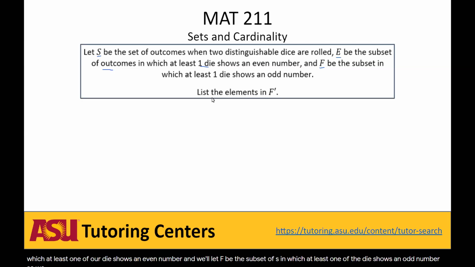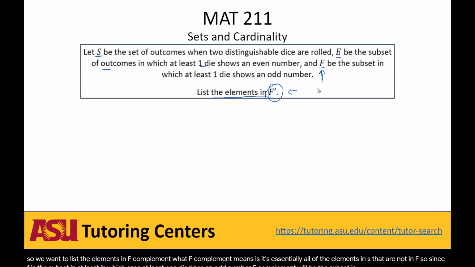So we want to list the elements in F complement. What F complement means is it's essentially all of the elements in S that are not in F. So since F is the subset in which at least one die has an odd number, F complement will be the subset in which we have no odd numbers. So let's see what this means.